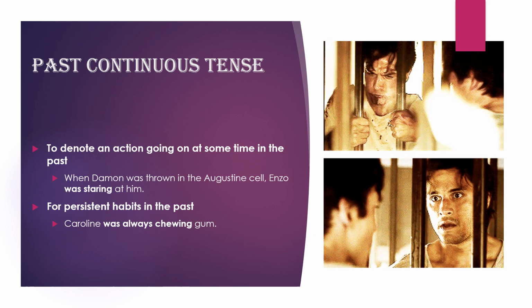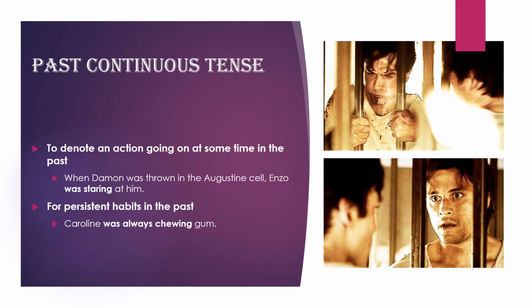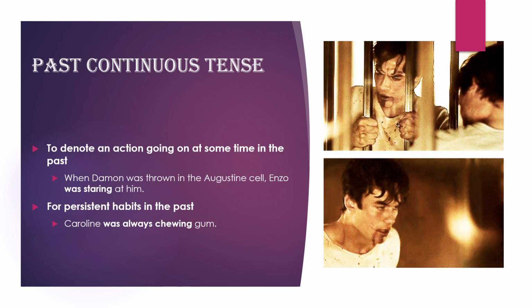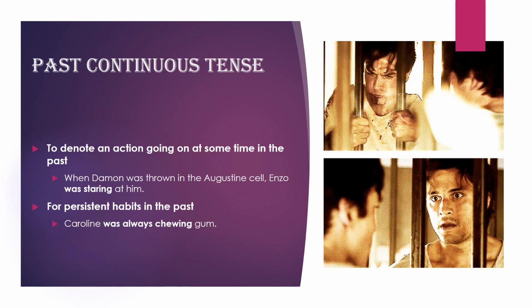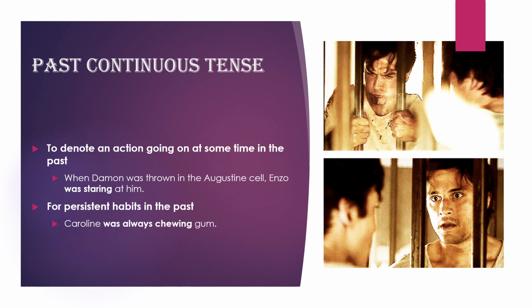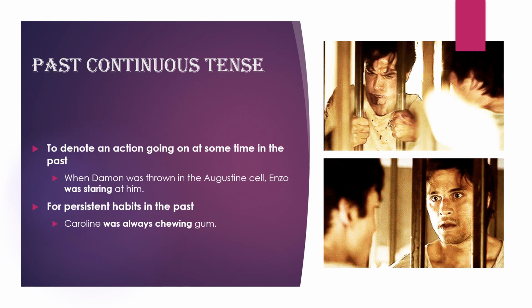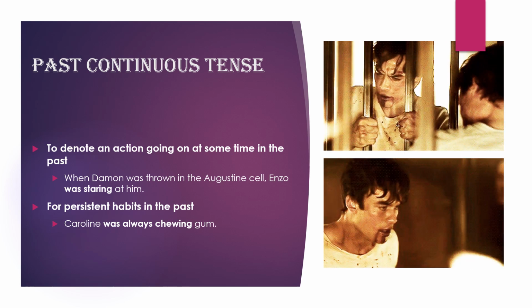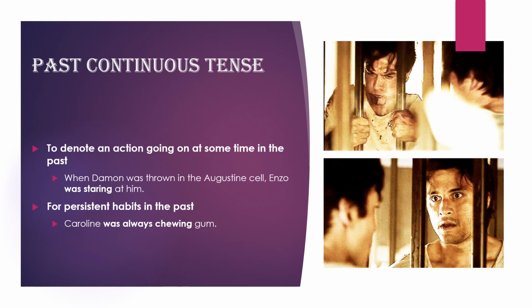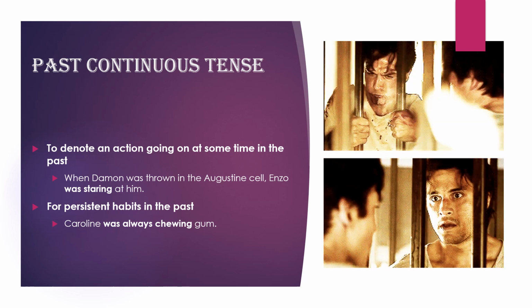So we are talking of an action that was happening in the past, an action that was on at a certain time. When there's a certain character, Damon, when he was thrown in the Augustine cell, put behind the bars, there was another person, Enzo, who was already there, and he was staring at him. At whom? At Damon, who was very recently thrown into the cell.